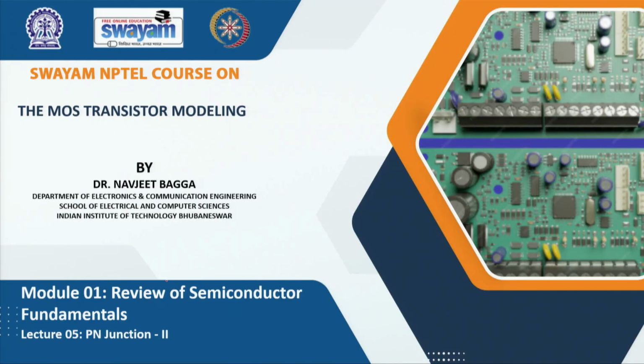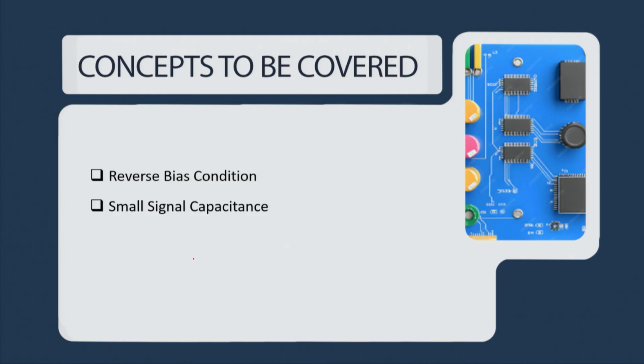We are in module 1, review of semiconductor fundamentals, lecture number 5, PN junction part 2. In the previous lecture, we discussed the fundamental building block of the PN junction device and analyzed the PN junction under equilibrium. We have also seen what will happen if a forward voltage is applied to the PN junction, meaning the P region will be connected to the positive terminal of the battery and the N region to the negative terminal of the battery.